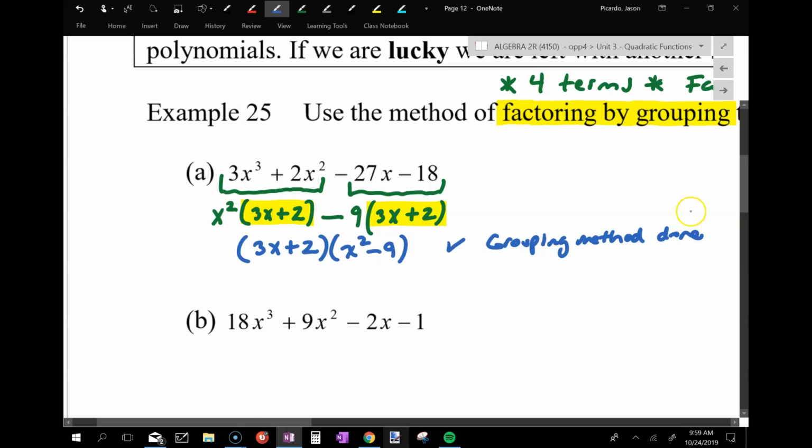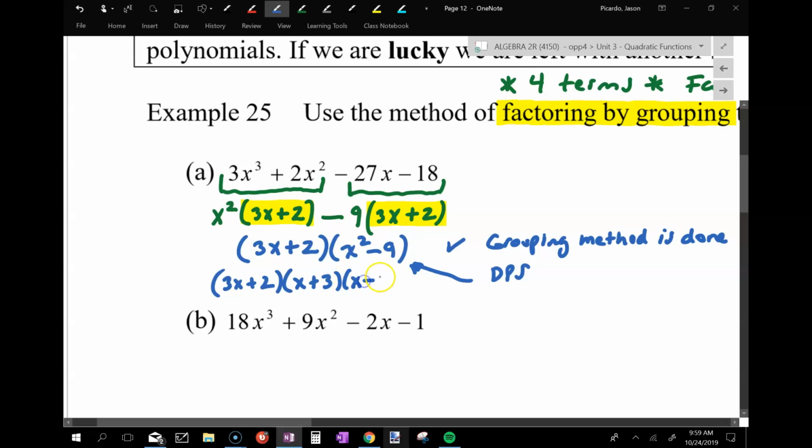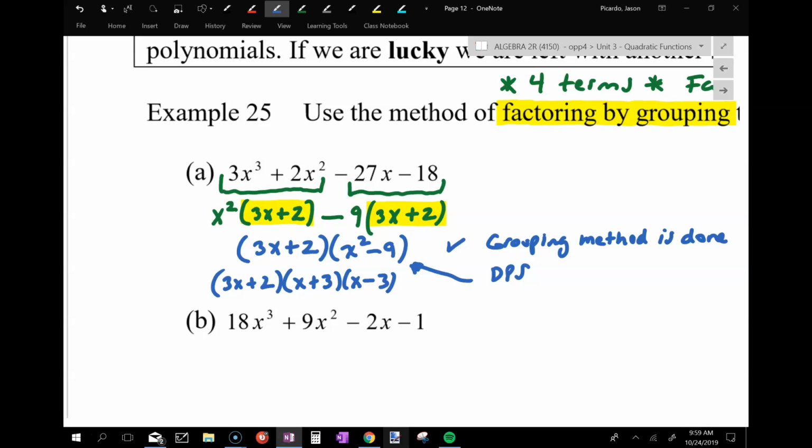Right, the grouping, oh wow, you can't even read that. The grouping method is done. Right, but I noticed that I have a DPS there, so that we can factor again. So I would have 3x plus 2, and then an x plus 3, and an x minus 3. Will that always happen, do you think? No, right? This just happens to be a case where it does happen.